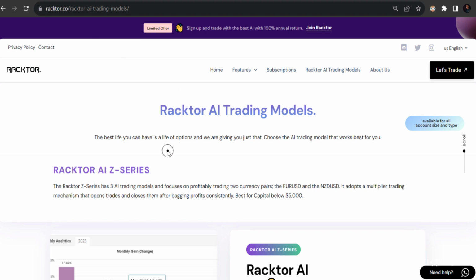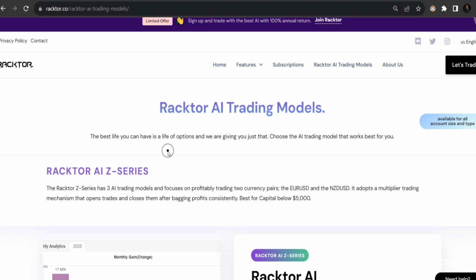Like we have here, the Racktor Z-Series has three AI trading models and focuses on profitably trading just two currency pairs, the EURUSD and the NZDUSD, and it adopts a multiplier trading mechanism that opens trades and closes them after bagging profits. So you definitely see it in the market, and as you're seeing it going on your account, a very subtle multiplier management mechanism to bag in profits fast for you and consistently, and it's best for capital that is below $5,000.